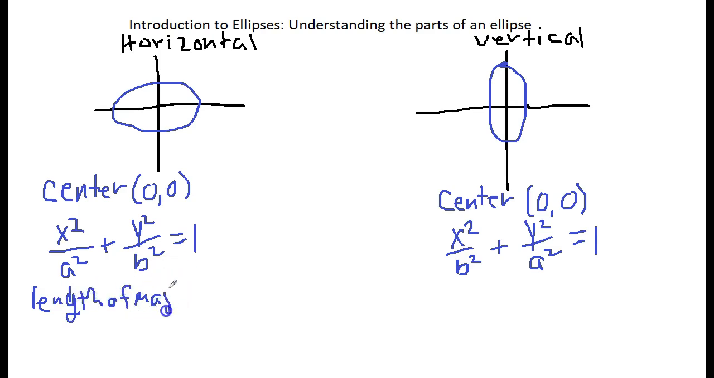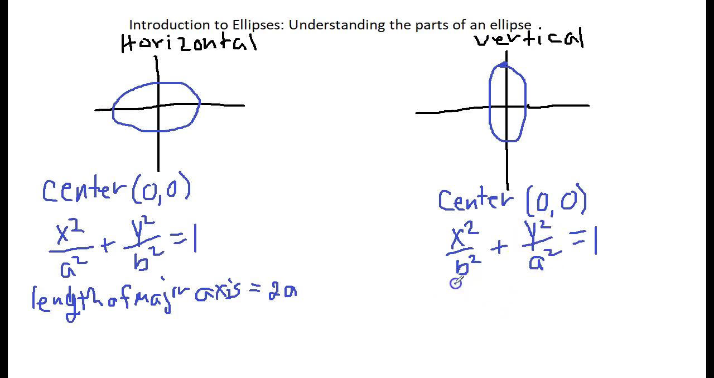is 2a. And that is for both horizontal and vertical. A is a horizontal measurement in an ellipse with a horizontal major axis. A is a vertical, you notice it's under the vertical variable, y, a squared. It's a vertical measurement in an ellipse that has a vertical major axis.